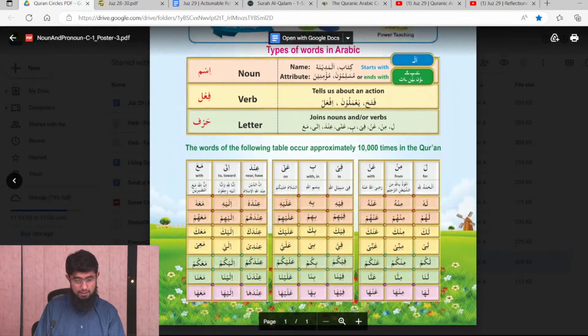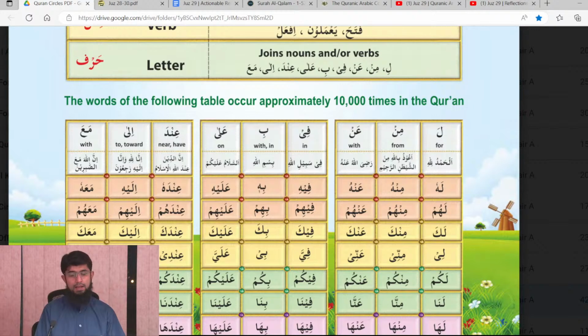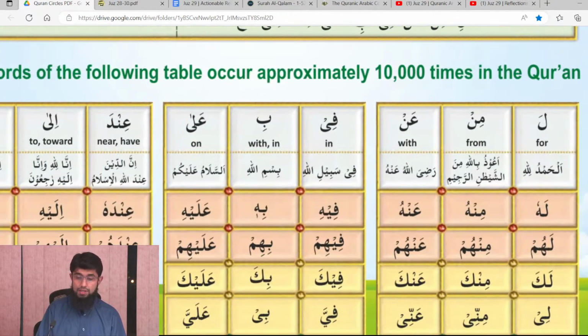The second thing we have done is the pronouns chart, or these are the huruf, or prepositions or connecting words, whatever you want to call them, and they approximately come 10,000 times. This gives you an example of li, which means for. Min means from, an means with, fi means in, fi sabilillah. The harf ba means either in or with, like bismillah. Ala means upon or on. Inda, like assalamu alaikum. Inda is near or have.